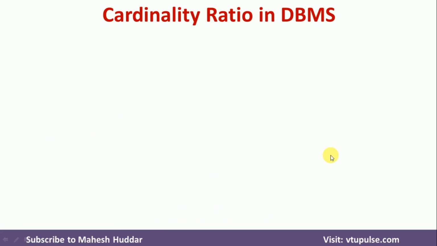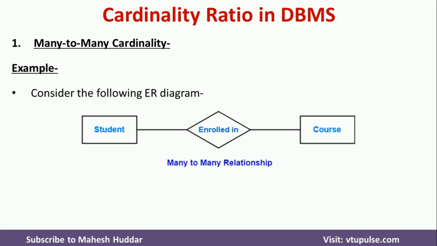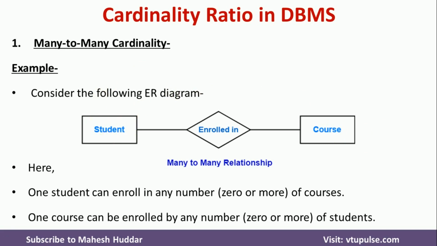We will take a very simple example to understand many-to-many cardinality ratio. In this ER diagram, we have two entities. The first one is student and second one is course. Enrolled in is the relationship here. So this one is actually many-to-many cardinality. Here any number of students can enroll in any number of courses. Similarly, any number of courses may be enrolled by any number of students. So that is the meaning of many-to-many cardinality ratio in this case.